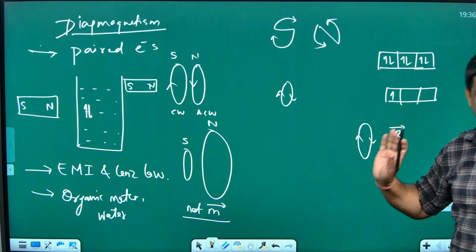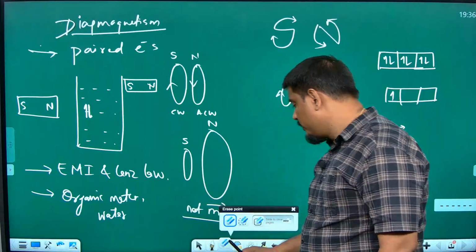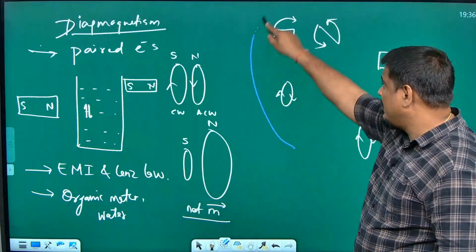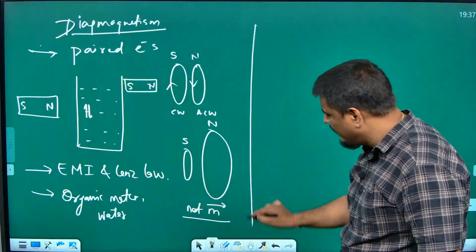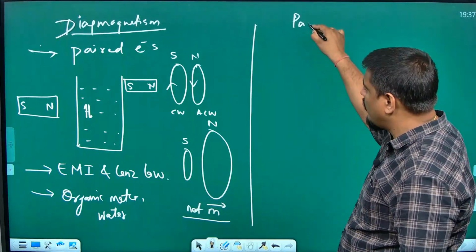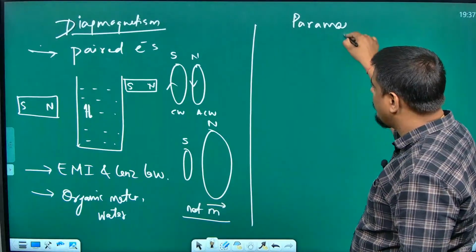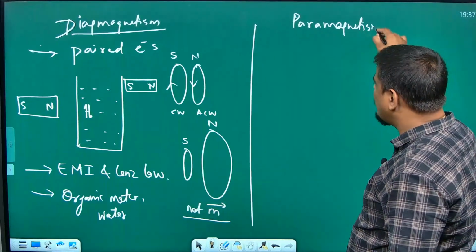Okay, I'll give time for you to copy anything from the board. Let me talk a bit about paramagnetism also. Later I'll talk about diamagnetism. In this board, let me talk about at least diamagnetism and paramagnetism. Now, what is paramagnetism?